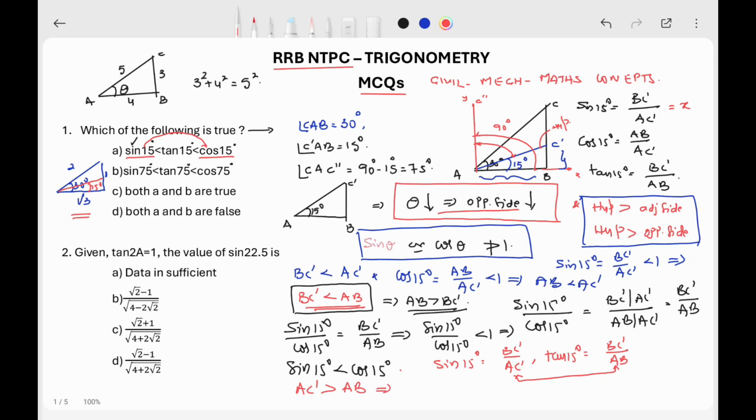Which implies BC dash numerator is same for sin 15 and tan 15, and AC dash is always greater than AB. That means for sin 15 the denominator is always high, means the value is less. Denominator high means value is less. That means sin 15 is always less than tan 15. Without finding the values, we got the answer. This is the answer. Answer is A.